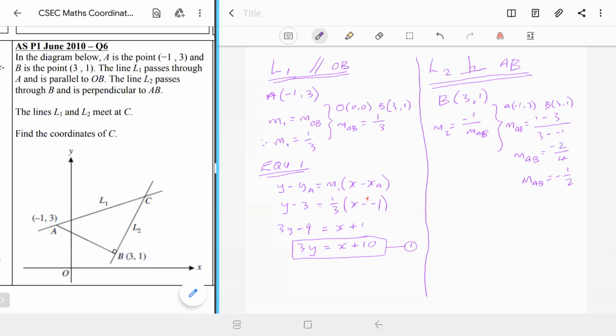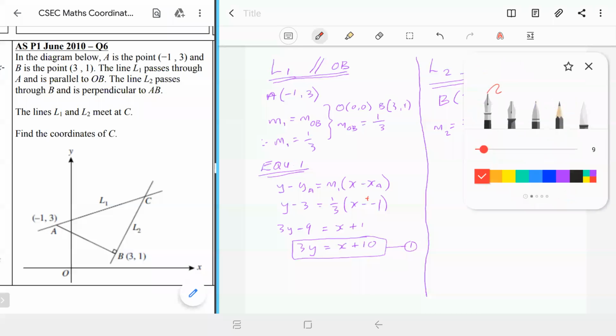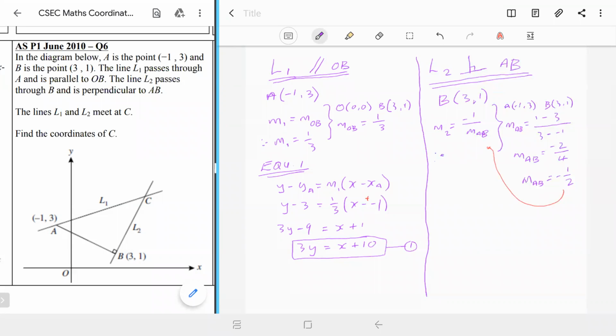All we're doing so far is trying to find the gradient of AB, because to get the equation we need the gradient. So based on that, we can flip this and change the sign, and therefore write what the gradient of line 2 is. Therefore, the gradient of line 2 is, you flip negative half and change the sign, it becomes 2. So for line 2, we have the gradient and we have the point, so we can now do the equation of line 2.